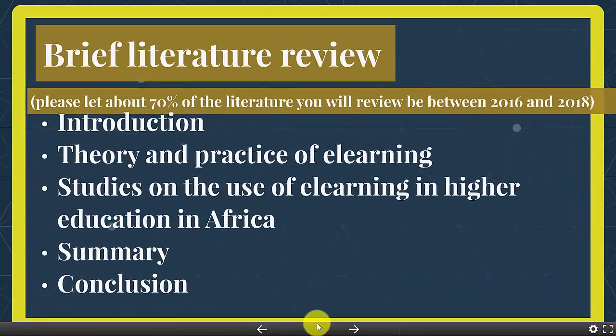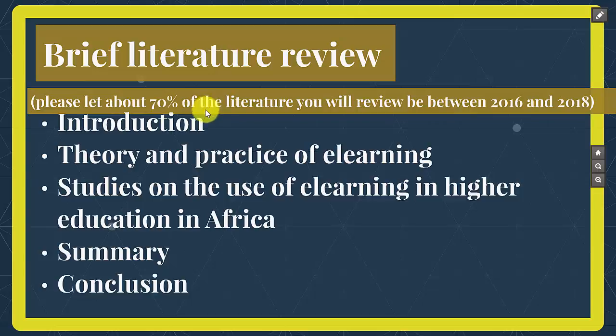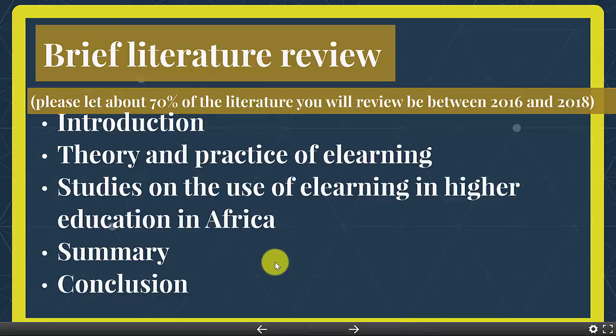The next one is literature review, brief. I've told you that 70% should be 2016 onwards. So what will be the subheads under my literature review? Please mind you, this is an example from me. Yours will be different, but just ensure that you have a survey that will involve use of an online questionnaire relating to your doctoral study. So for literature review, I have a short introduction. I look at theory and practice of e-learning. I look at studies on the use of e-learning in higher education in Africa. Then a summary, and then a conclusion.